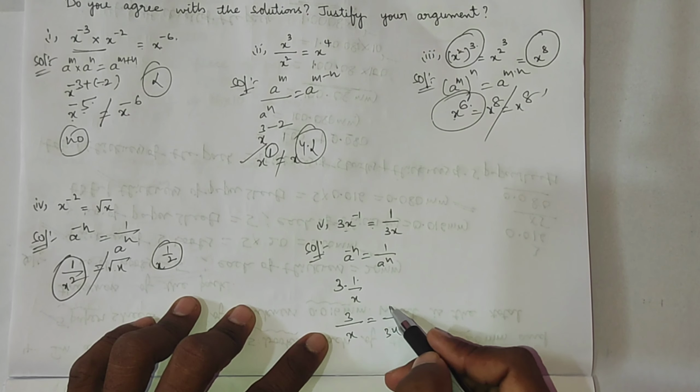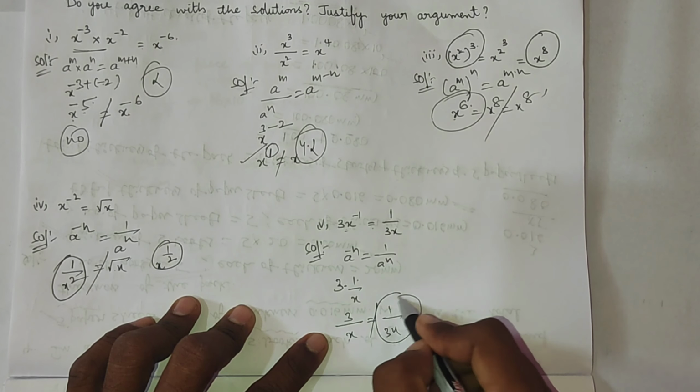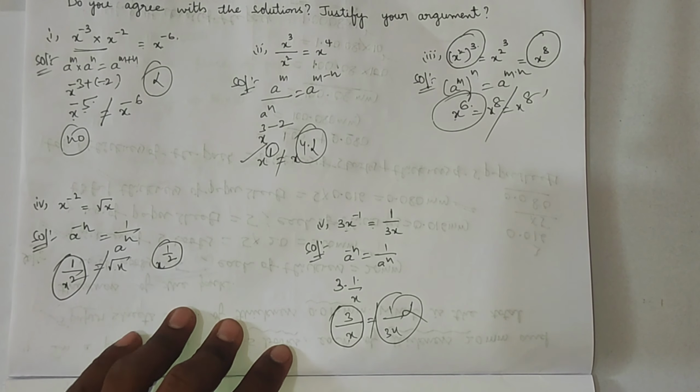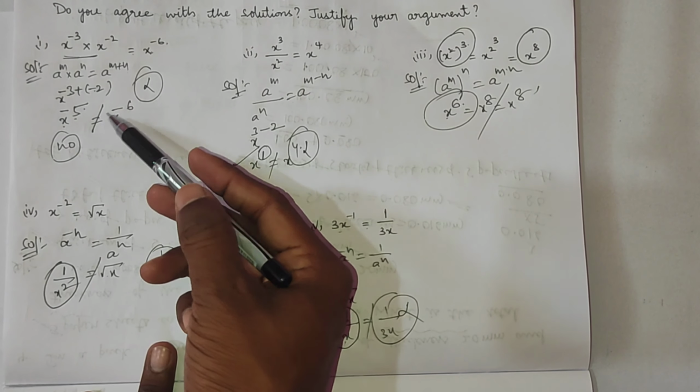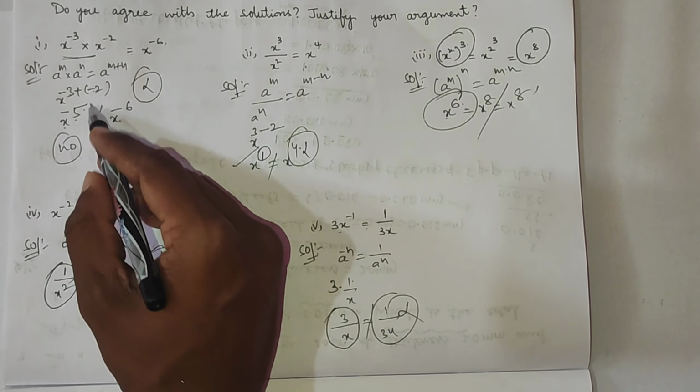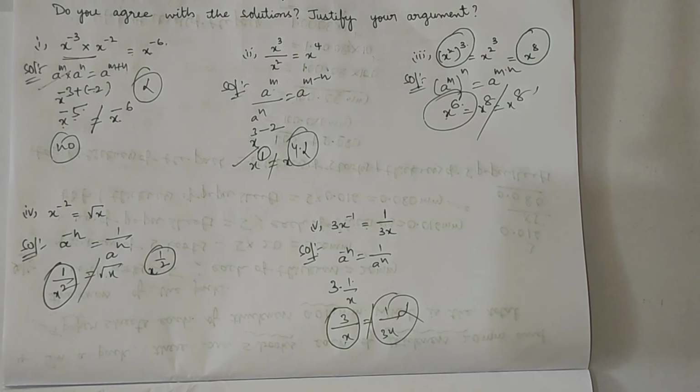Now is 3 by x equal to 1 by 3x? No. That means he did a wrong solution again. So the actual answer is 3 by x. So Rakesh did all the solutions wrong. Just based on the formula you will get the correct answer.